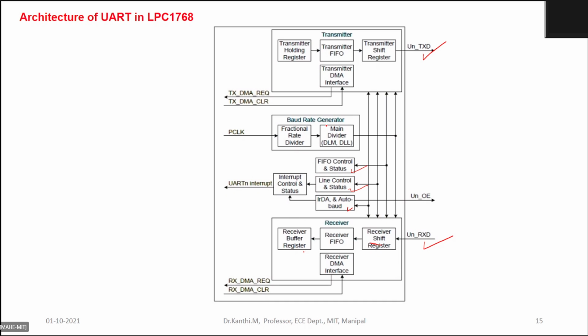Then you have the baud rate generator, which has a fractional rate divider in case the value comes out to be fractional. Maybe in the next class I'll discuss the fractional rate divider. And then this is the main divider. Whatever the baud rate, if you get a value to be loaded in the register as an integer, no issues. You just load the low value and the high value in a specific register. It will automatically be set to the specified baud rate.